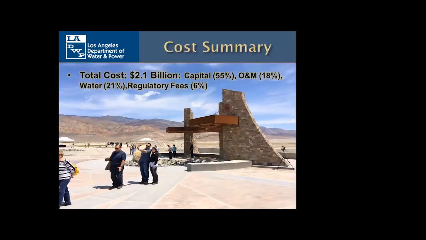Total cost to date is estimated at $2.1 billion, 55% of that being capital. O&M is about 18%. 21% is the cost of replacement water. Every drop of water that is used on the lake for dust mitigation is not sent to LA. And to supplement that, we have to buy that water from the Metropolitan Water District. That water comes from either Colorado River or the Northern Delta. And then we have our regulatory fees that are built in.